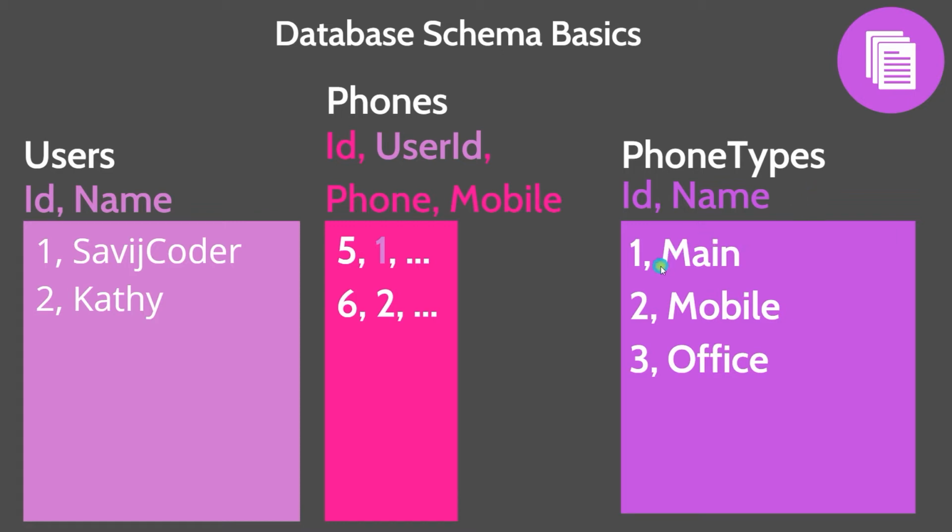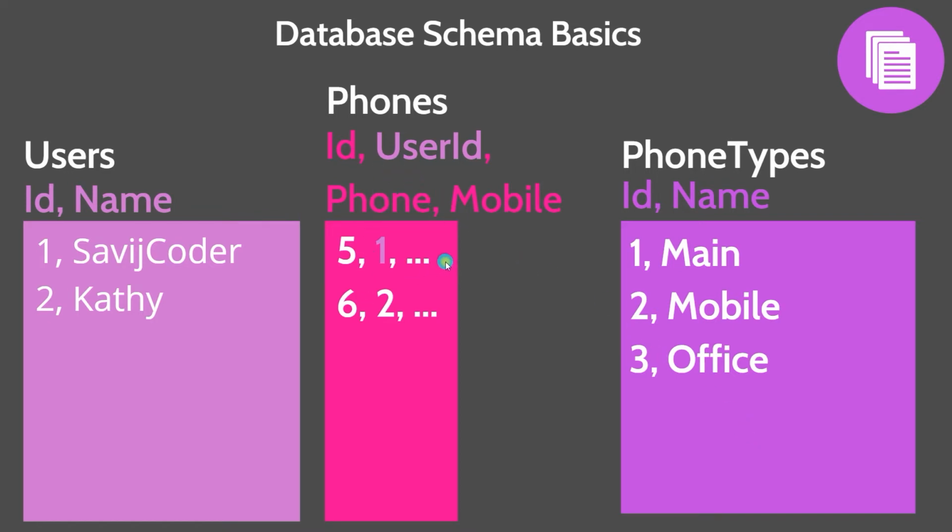So I can add data to my phone types that says ID 1 is my main phone, ID 2 is my mobile phone, and ID 3 is my office phone. And if I ever want to add another type of phone, maybe we have some old school business that still needs a fax, we could add a 4th row called fax. We could add any other kind of phone that we come up with in the future. 4 could be a Google Voice phone. We don't know. So now what we want to do is go back to our phones table.